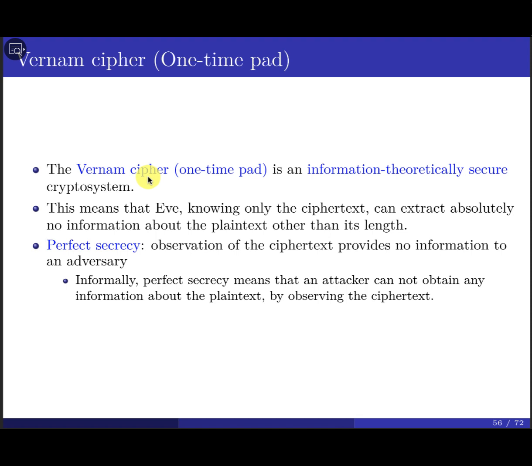Anyway, this is sometimes called information-theoretically secure. That means that by looking only at the ciphertext, you cannot get any useful information about the plaintext, other than the length, because you know it's one-to-one. If we have 1 gigabyte, you know the length of the key is 1 gigabyte, or the length of the message is going to be 1 gigabyte.